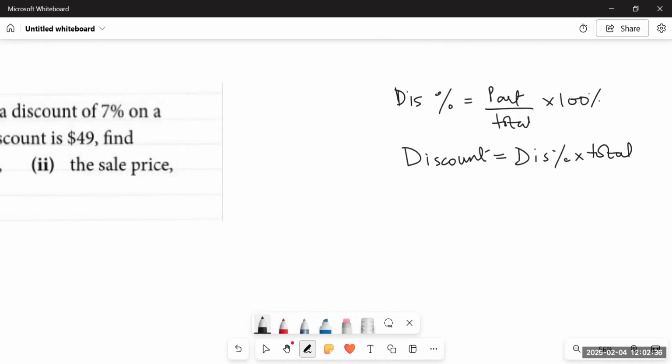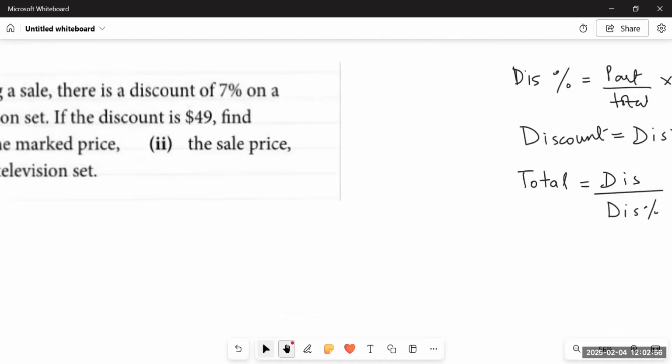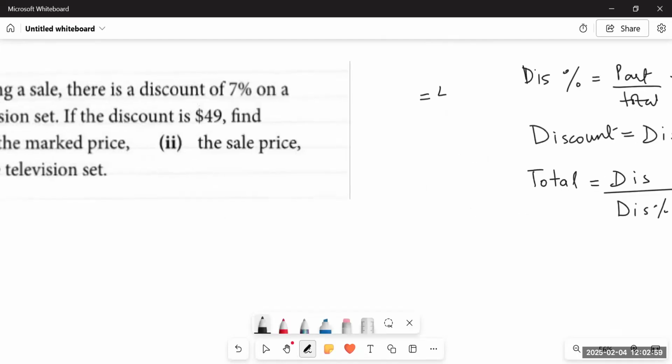And now we have to use the third formula. That is, if we have to find out the total, the original cost, and we are provided with a discount and its percentage, we will divide the part, that is the discount, by its percentage, and we will get the total. So if we are provided with the discount, that is $49, and its percentage, which is 7%, we will just divide the discount by its percentage and we will get the total amount, that is the marked price. Marked price means the cost price, the market price, the original price. It means the same, right?